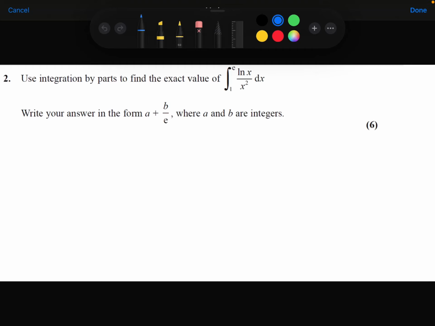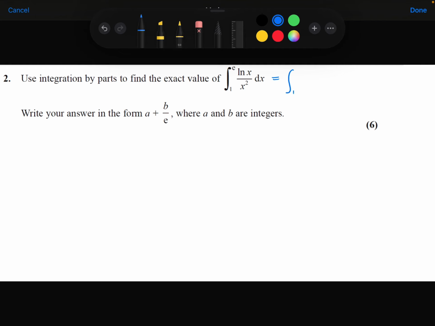Use integration by parts to find the exact value of the integral of ln x over x squared from 1 to e, giving our answer in that form. So first thing, if I want to use integration by parts, I want to rewrite this so it is the product of two functions.